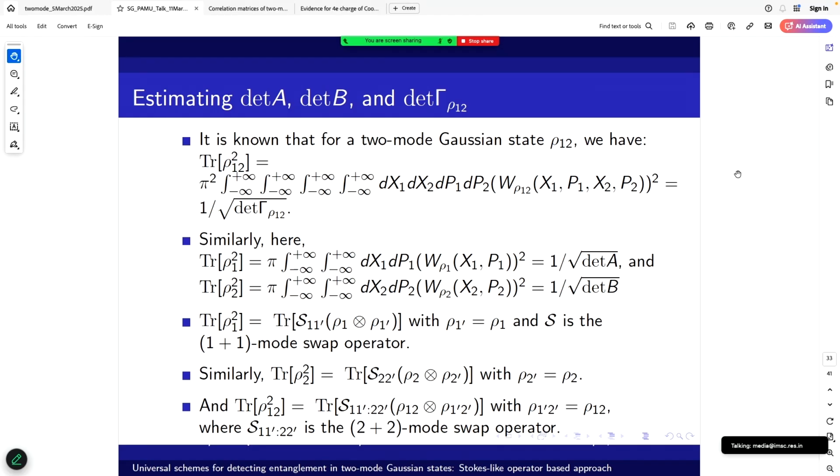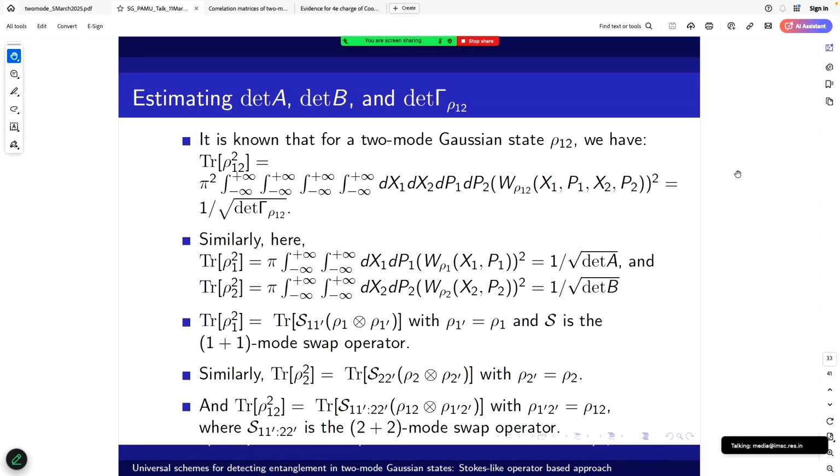You take 2 copies of rho 1, I have called it 1 prime, but the states are same, and then you measure the swap operator on these 2 modes, S1 1 prime, the 1 plus 1 mode swap operator. Then what you will get is trace of rho 1 square.